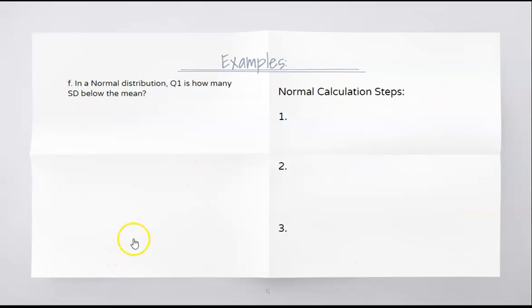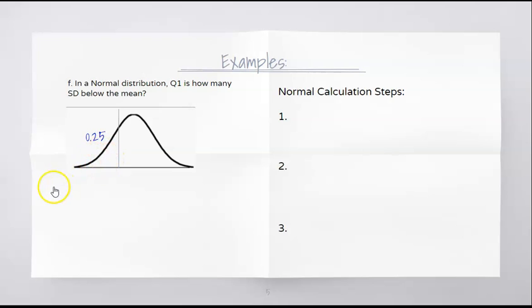All right, F. In a normal distribution, Q1 is how many standard deviations below the mean? Well, you got to remember what Q1 is from Chapter 1. That's the first quartile, or 25th. So here's my normal curve. If the middle is 50%, Q1 is the lower 25%. So ballpark it, this is that region of the curve.